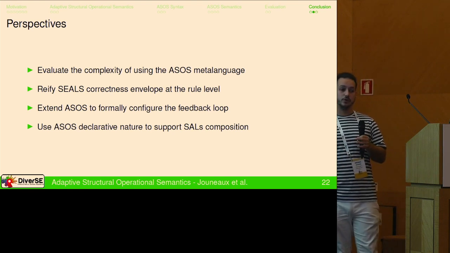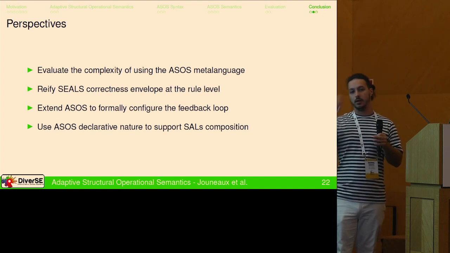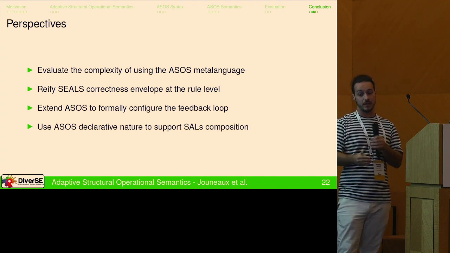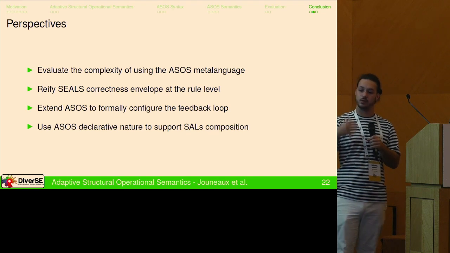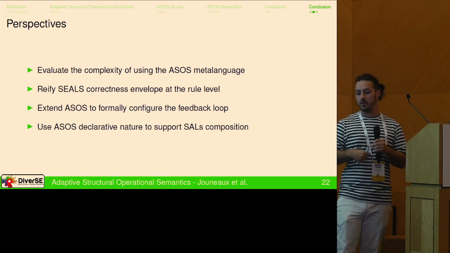We also want to verify the correctness envelope, so the way that we constrain what are the possible adaptations that were present in SILD and that we do not have in ASOS, because we don't really know how to constrain rules right now in the way that we want.